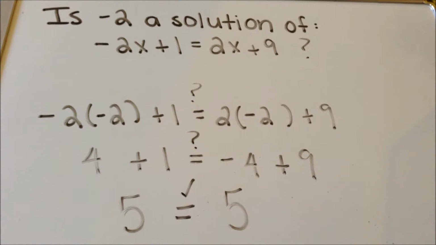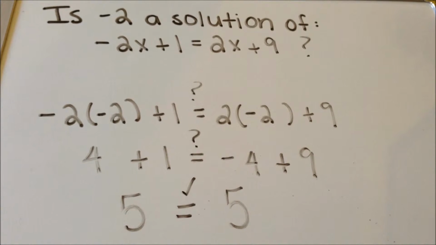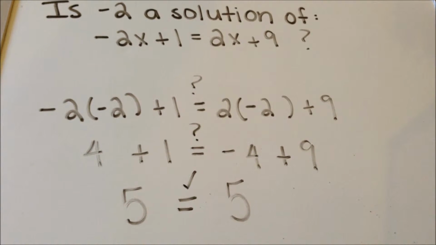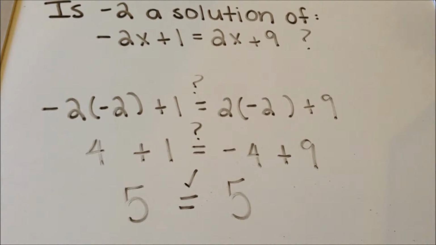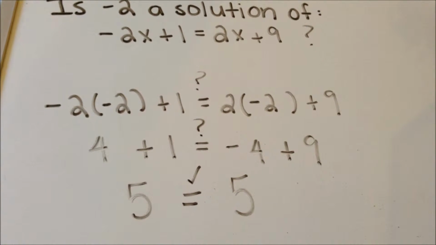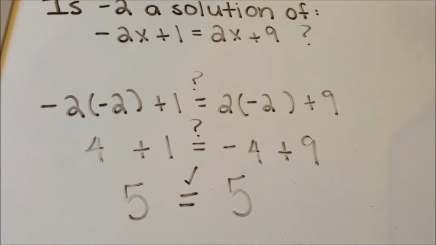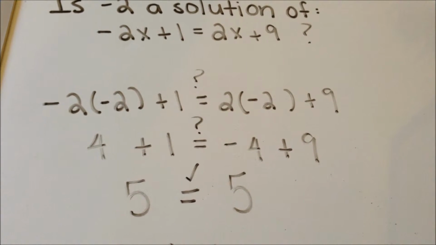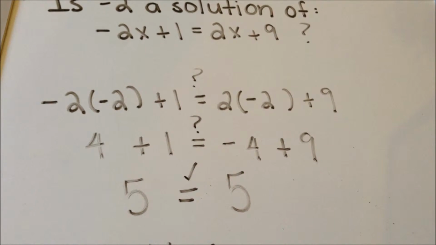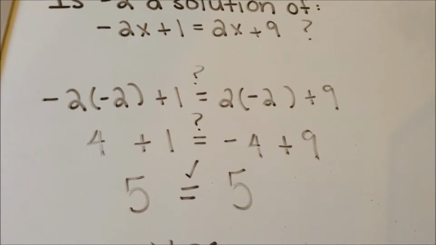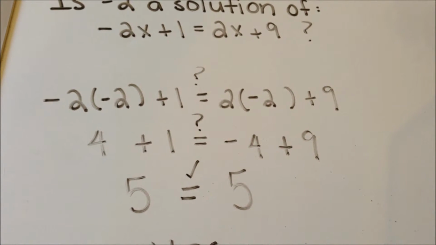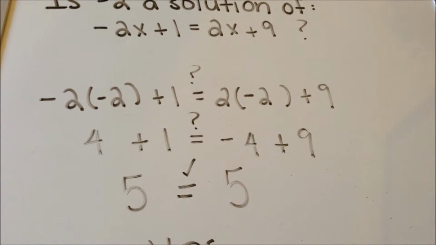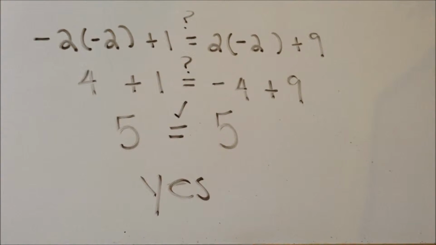Is -2 a solution of the equation -2x plus 1 equals 2x plus 9? Let's determine yes or no by plugging in -2 anywhere we see the variable x. So we have -2 times (-2) plus 1, and we have 2 times (-2) plus 9. And again, my suggestion is anytime you substitute a number in for a variable, you always put the number in parentheses. So now we have +4 plus 1 equals -4 plus 9. We end up with 5 equals 5. That is a true statement. Therefore, yes, it is a solution to the equation.